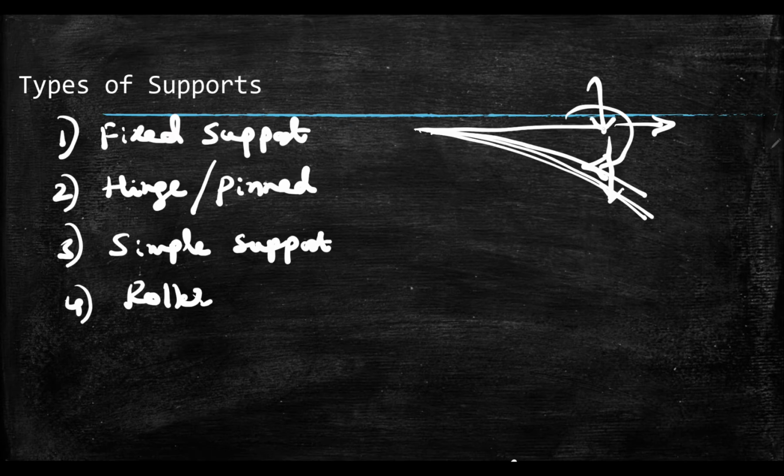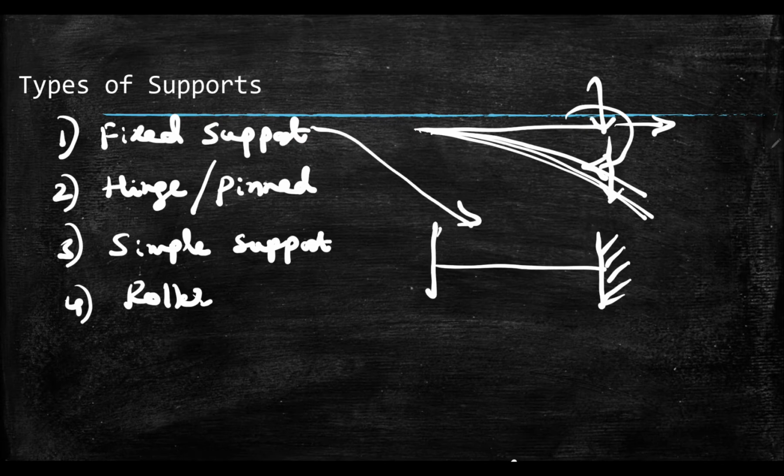If I take one point of this beam and give the fixed support, it will be written like this. That is the fixed support. Other side also I am giving the fixed support. That means if I give fixed support for any element, it will not move in horizontal direction, it will not move in vertical direction, and also it will not rotate.